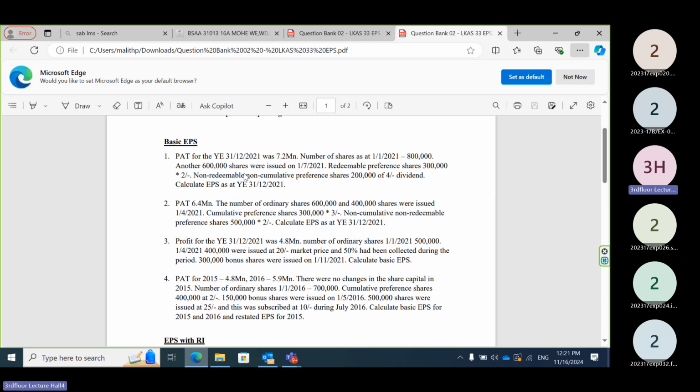But we have some other shares, called non-redeemable, non-cumulative preference shares. They are privileged to get dividends. You need to calculate that dividend and deduct it. From 7.2 million, you need to deduct how much? 200,000 into 4%.